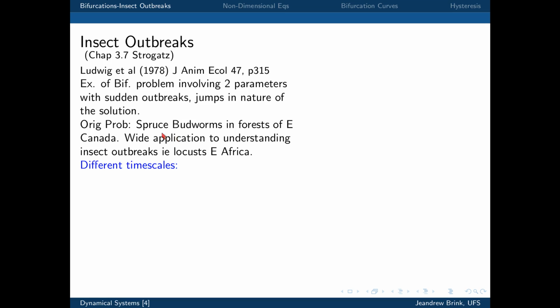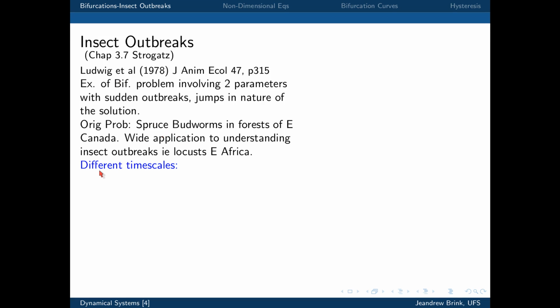And so the problem was, is there a way to stop this? In other words, can we, for example, breed the birds that eat the budworms so that we don't lose all our forests? And that's what caused Ludwig et al. to start looking at this research. And this is how he analyzed the problem.